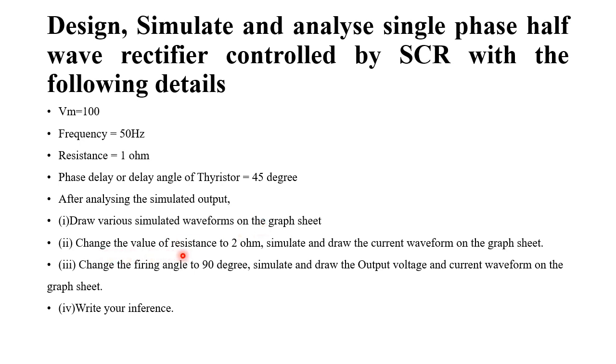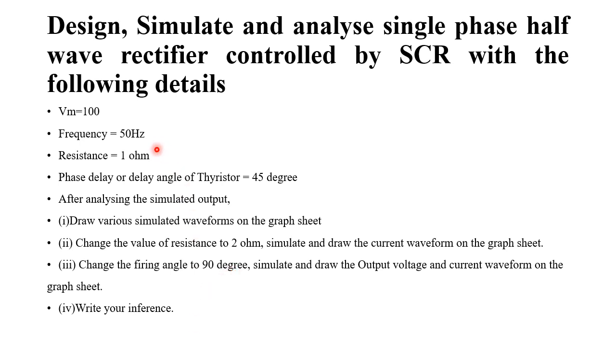Change the value of resistance to 2 ohm. Simulate and draw the current waveform on the graph sheet. Change the firing angle to 90 degree. Simulate and draw the output voltage and current waveform on the graph sheet. Write your inference. So this is the question.